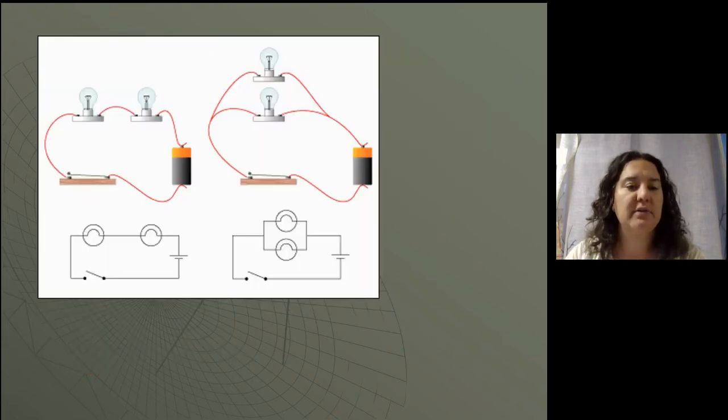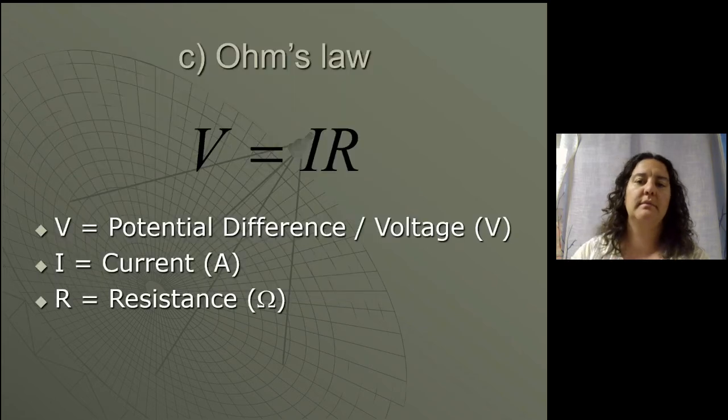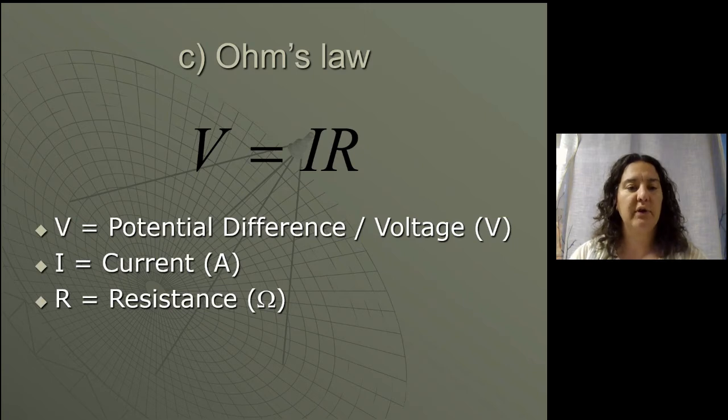So here's an image on the left of a series circuit connected with a single cell battery, and on the right, a parallel circuit with a switch and a single cell battery. Ohm's law gives us the formula V equals IR, or voltage is equal to current multiplied by resistance. And again, this equation can be rearranged to find both current and resistance.